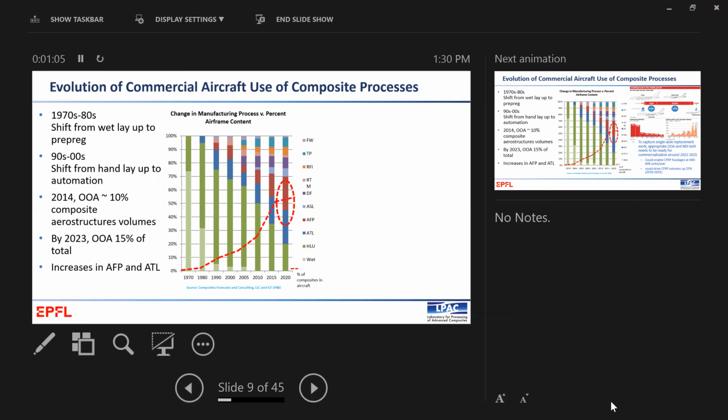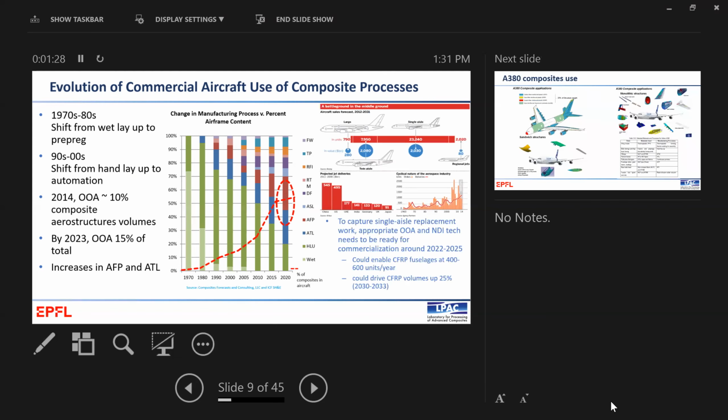Okay, increases in advanced fiber placement, which was that machine you saw placing the UD material. It gets rid of waste, it gets rid of the labor, it's very precise, the fibers are carefully aligned. So you can see the advanced fiber placement and the advanced tape laying percentages going up, and the hand layup processes going down with time.